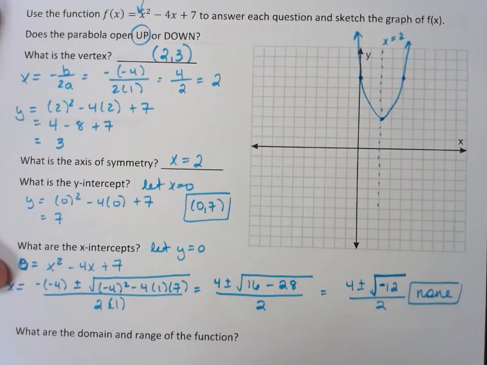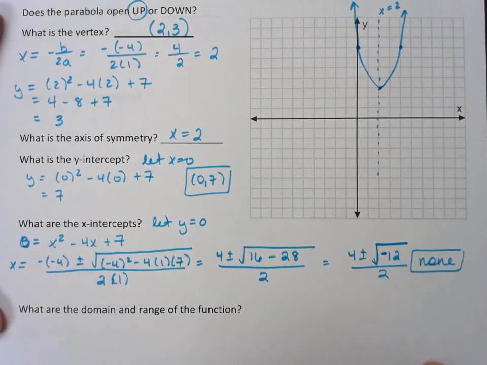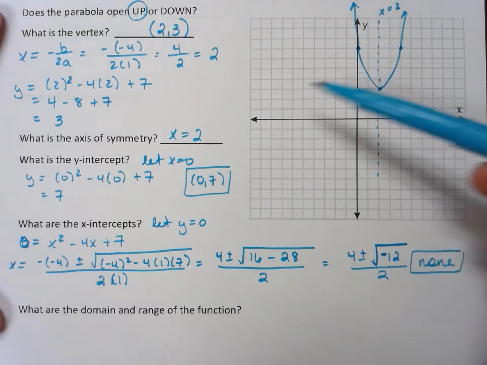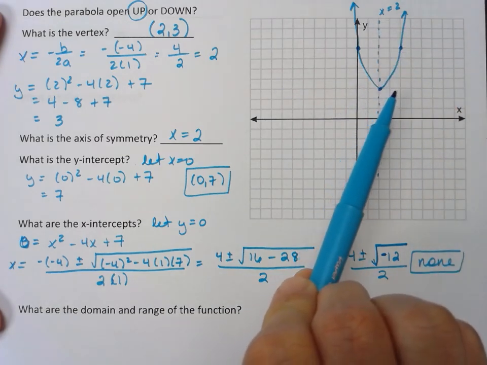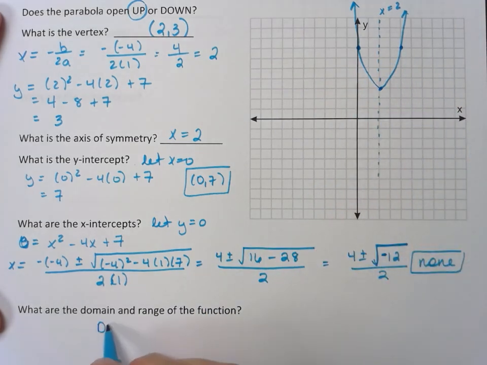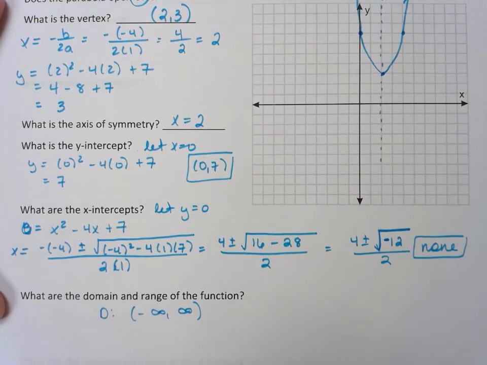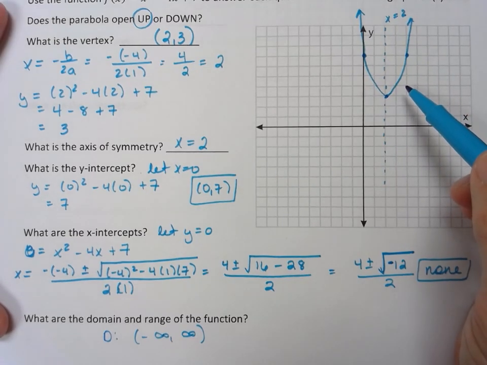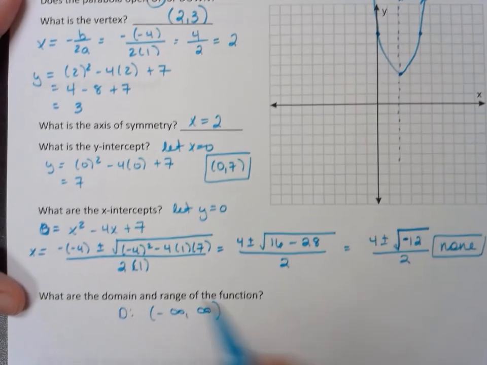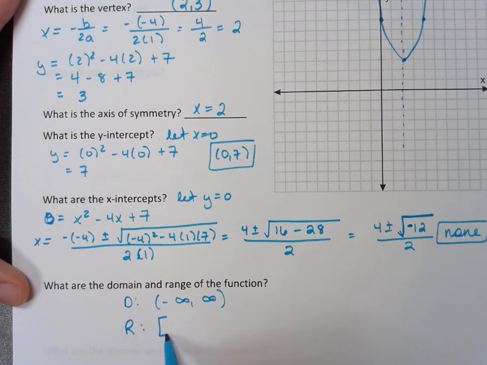Now we're also asked to find the domain and the range of this function. This particular function continues going up to the left, and also continues to go up to the right, which means the domain is all real numbers. The range, remember, represents all the y values. The lowest point is where y is 3, and it goes forever up. So the range is going to be from 3, including 3, to infinity.